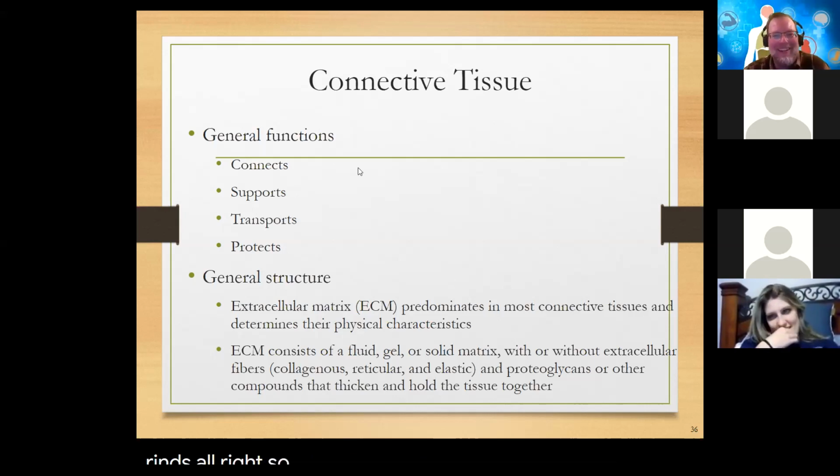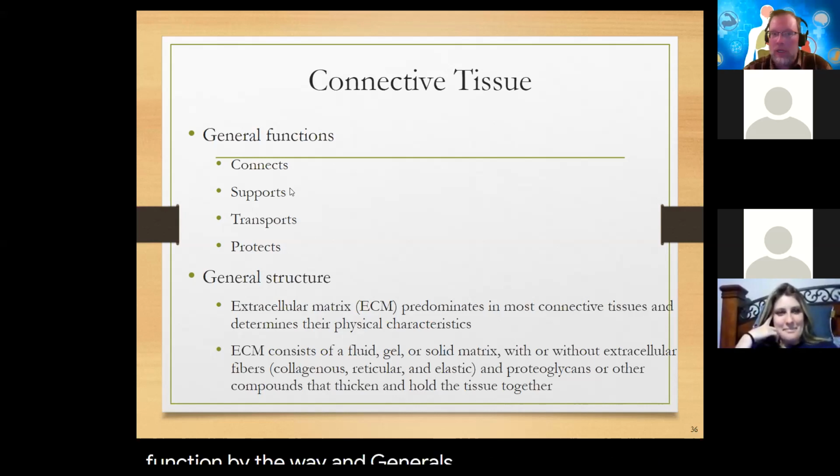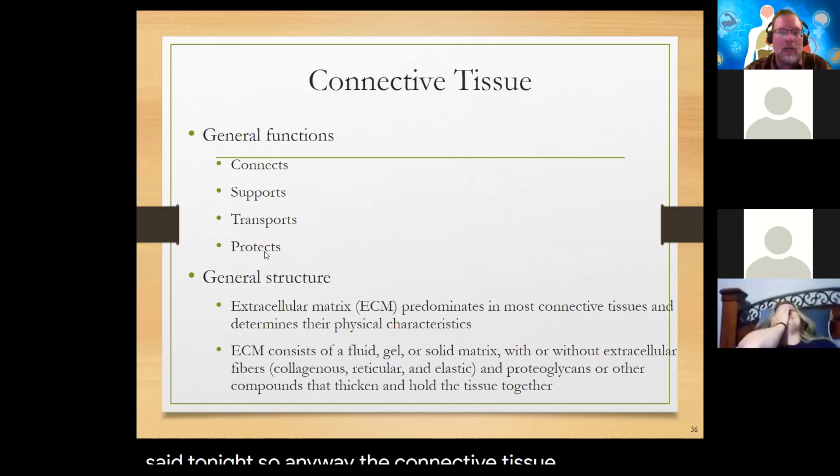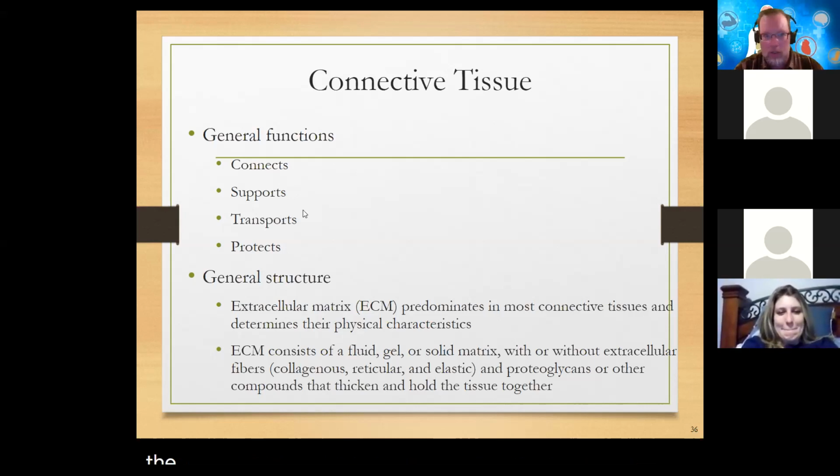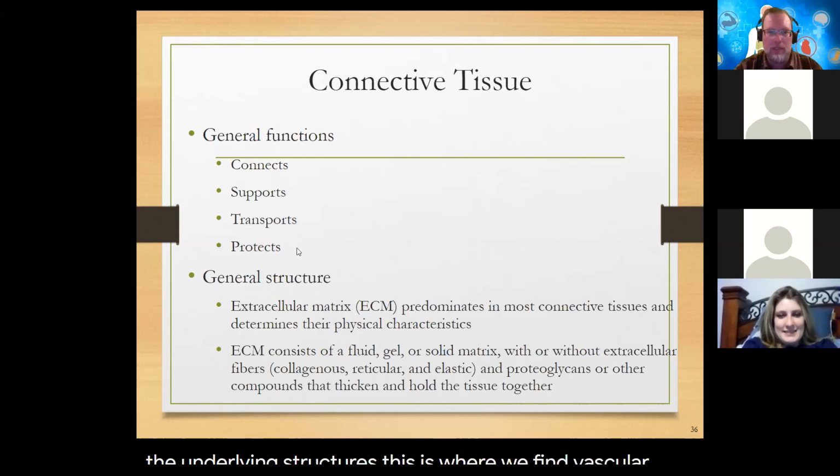So general functions, and general structure. They're both here tonight. Anyway, the connective tissue connects, supports, transports, and protects. Connective tissue, just like it sounds, is going to connect that epithelium with the underlying structures. This is where we find vascularization. This is where we find a lot of blood supply.